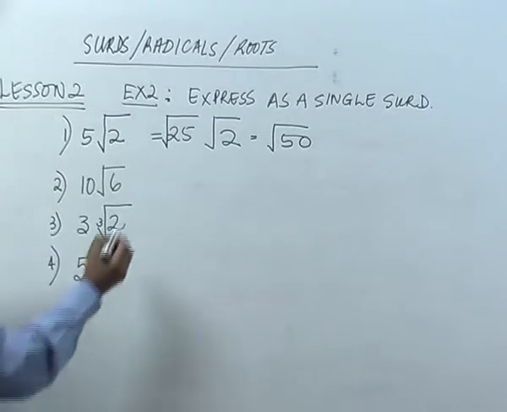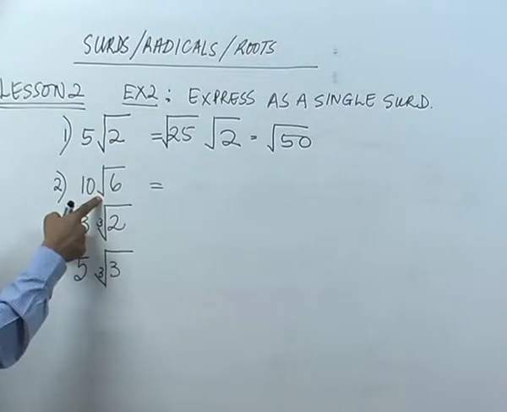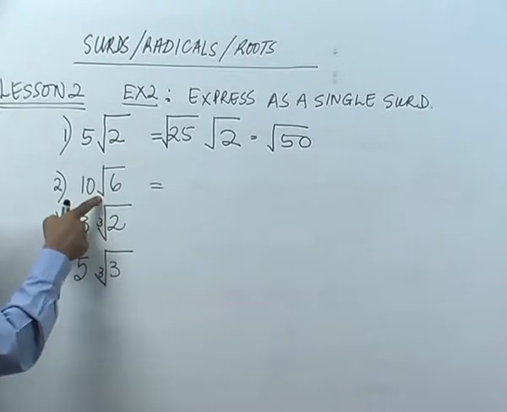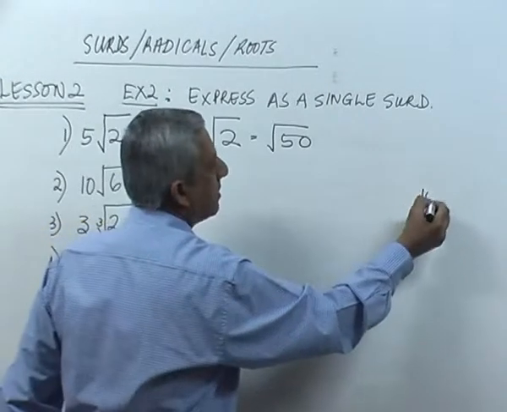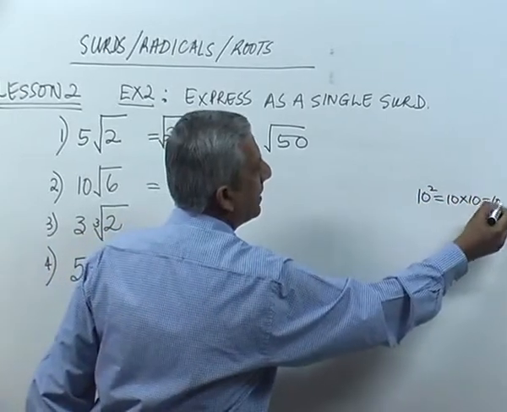Right, let's do the next one. It's a square root sign. Therefore, I will take 10 and square it. You will take 10 and square it, which is 10 times 10, which is 100.